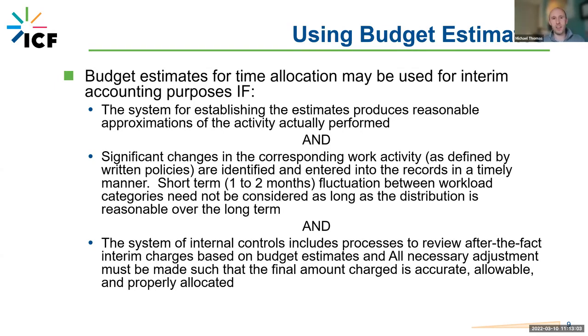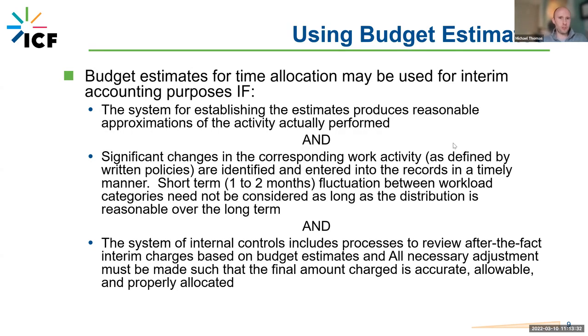That's an important deviation from those previous OMB circulars for nonprofits specifically, because in the circulars, nonprofits were required to charge time allocated to each project in real time. Under the uniform guidance, they were brought into the same standards that used to only apply to state and local governments, where they can use budget estimates. But it is important to note that the budget estimate is only temporary.